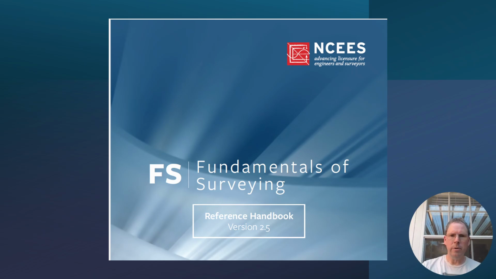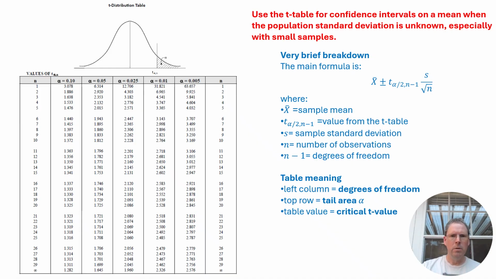Okay, let's go ahead and look at the next set of equations. This comes up in our booklet now. Okay, we get the T distribution table. You're going to use the T table for confidence intervals on a mean when the population standard deviation is unknown, especially with small samples. Okay.